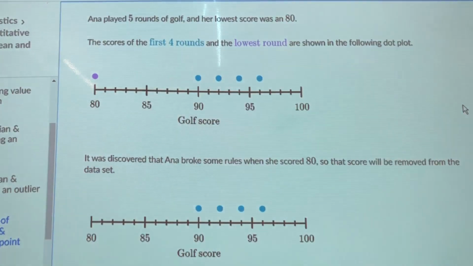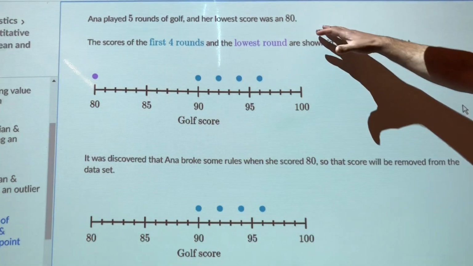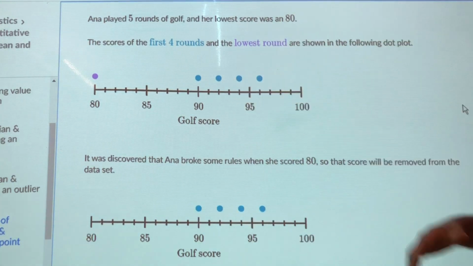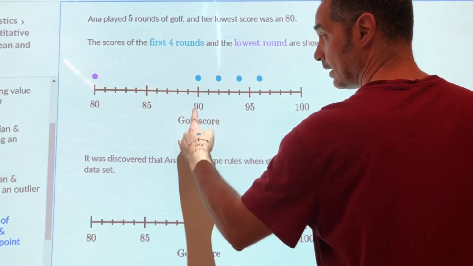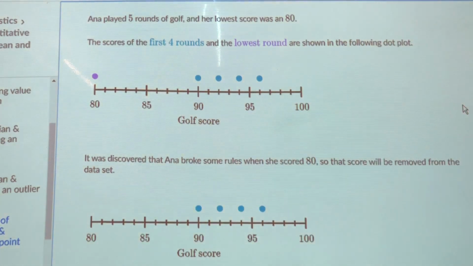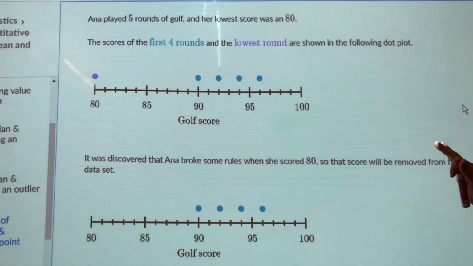This time they gave me a question about Anna. She played 5 rounds of golf and her lowest score was an 80. All right, these are her 5 rounds of golf. She had an 80, a 90, a 92, a 94, and a 96. It was discovered that Anna broke some rules when she scored an 80. So that score will be removed from the data set. So we're eliminating those scores.